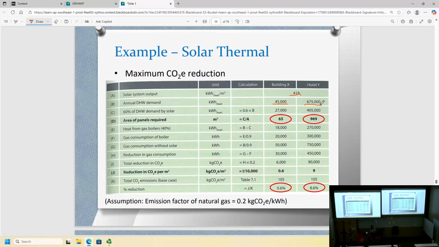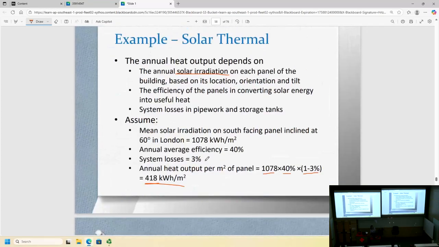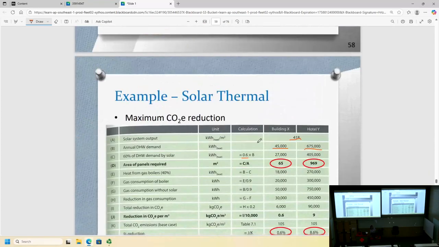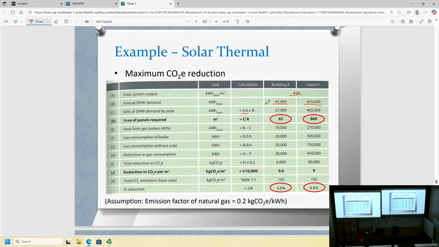And next, we will design it to achieve 60% of the demand, right? So we multiply by 0.6, because here we assume 60%. So here B would be this item, item B, multiplied by 60%, then we have this value.